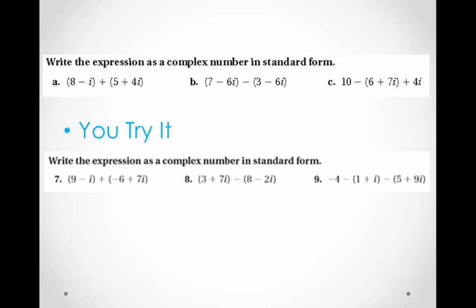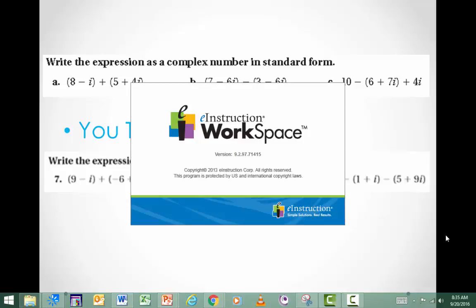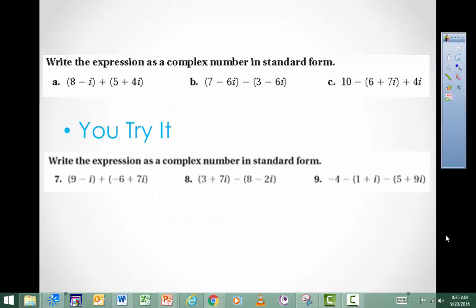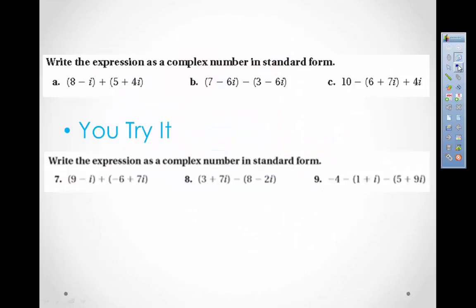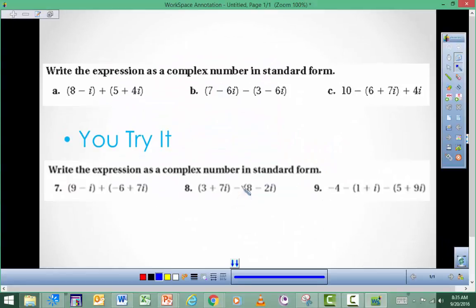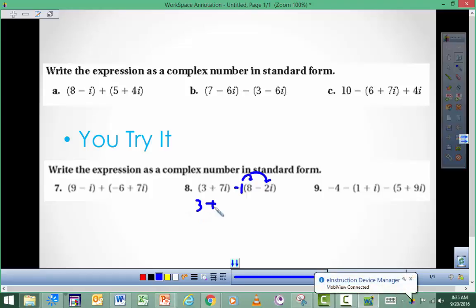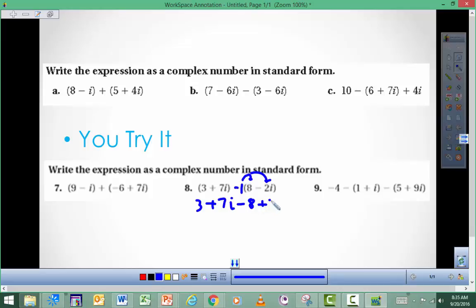Don't forget, when you have negatives, you're going to need to distribute this negative. And so I often like to put a -1 out in front. I just put a -1 right there, and then distribute this way, like this. So we get 3 plus 7i, and then -8. And then a negative times a negative is a positive, so you get plus 2i.